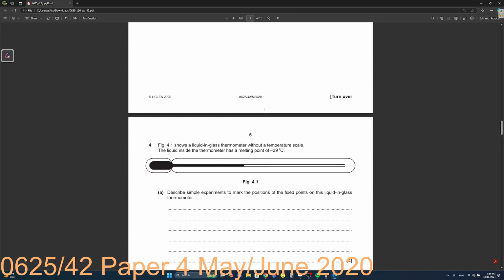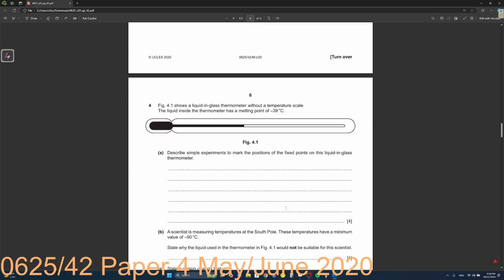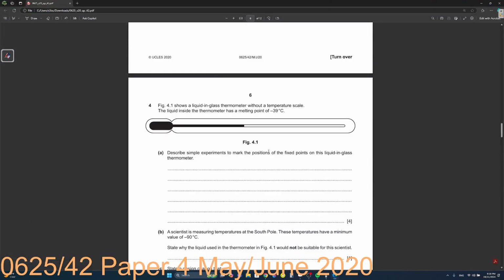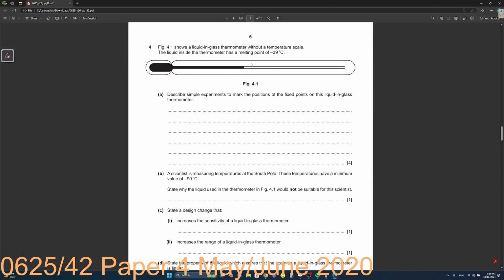Okay, this is IGCSE Physics 0625 May June 2020. Figure 4.1 shows a liquid in glass thermometer without a temperature scale, and the liquid inside the thermometer has a melting point of negative 39 degrees Celsius. Describe some simple experiments to mark the positions of the fixed points of the liquid in glass thermometer. So obviously we need to establish the ice point and the steam point, right?